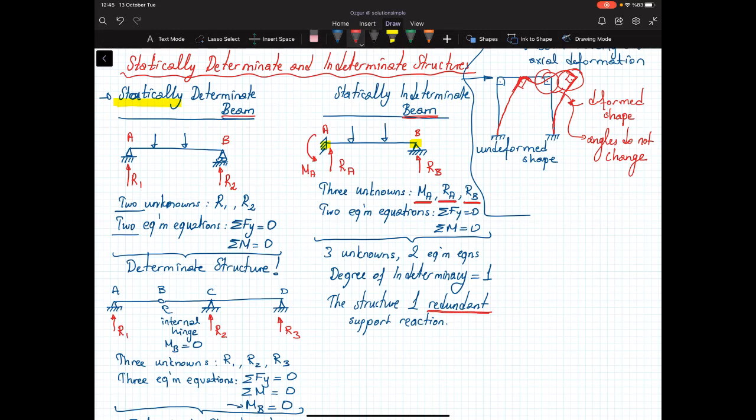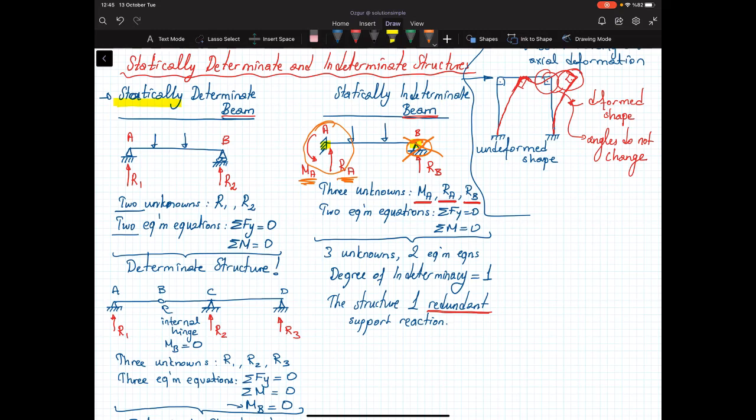Why? Remember that these are all actual structures. These are the mathematical representations of actual structures. For any reason, one of the supports fails. Let's say that this support failed. It's gone. A car hit, a truck hit, and then it's gone. Do I see a collapse of the structure? The answer is no. Why? Because I still have sufficient resistance here, MA and RA, to keep the structure stable, to satisfy the equilibrium condition.